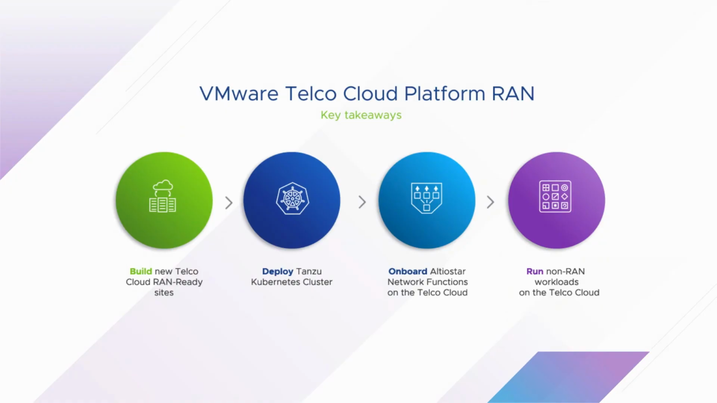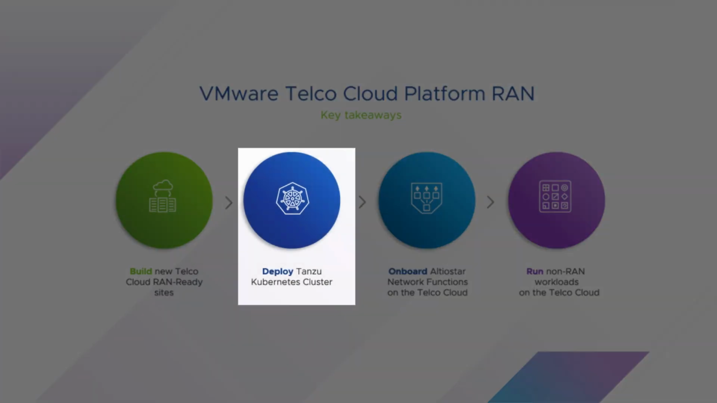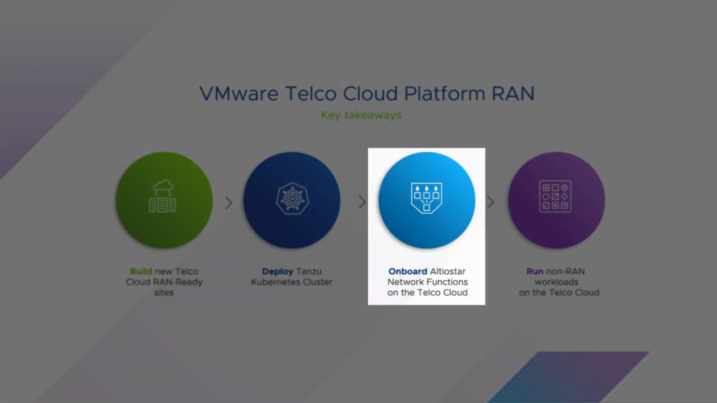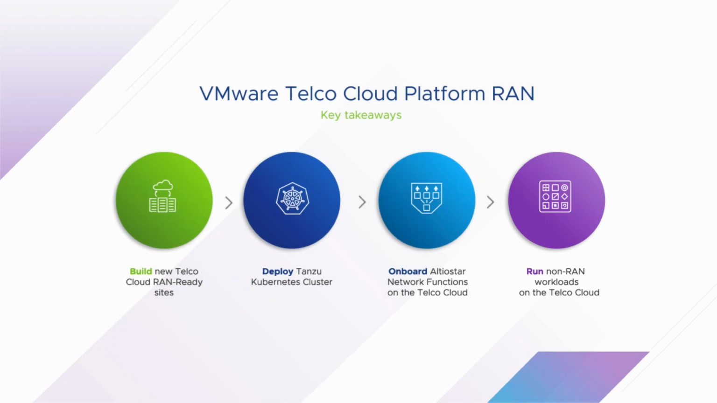In this demo, we showed how to deploy Telco Cloud Platform RAN and Tanzu Kubernetes. Altiostar's vRAN functions were then deployed on the platform. Finally, a MEC application was deployed alongside the vRAN function. With automation, all can be done in a few simple steps. Here is your path to modernizing your RAN and monetizing it.